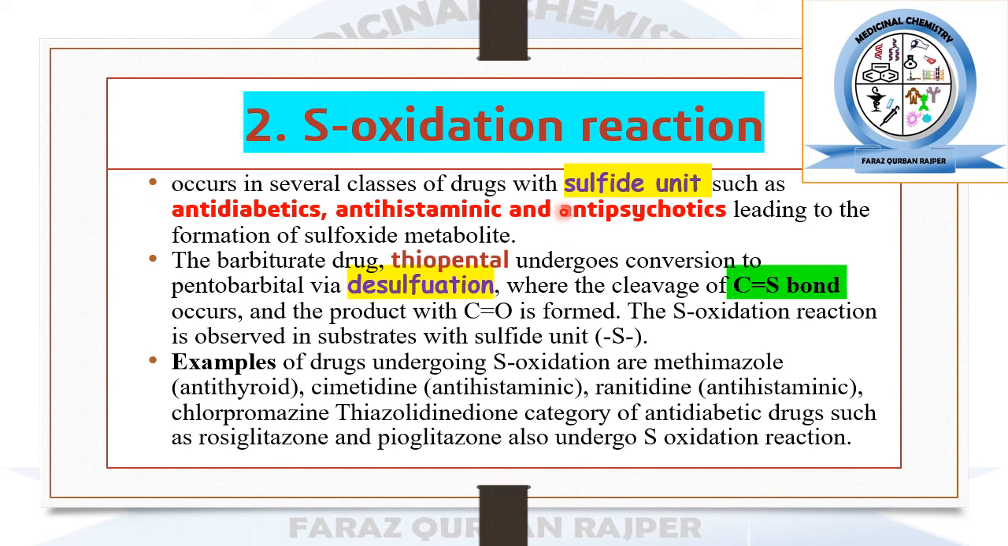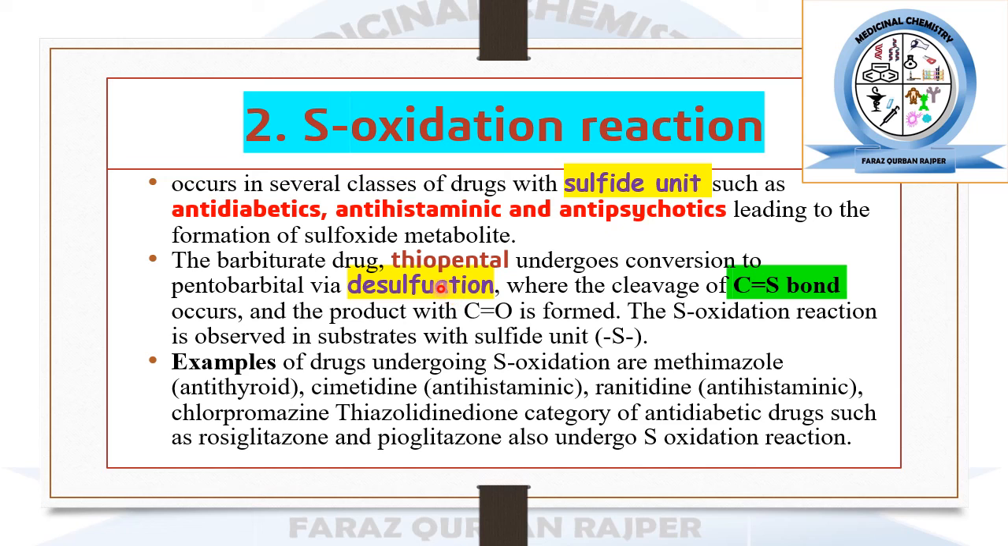S-oxidation is also one of the oxidation reactions occurring at the carbon-sulfur heteroatom site in the chemical structure, or what we call the sulfide unit. Different drugs, like anti-diabetic drugs, antihistamines and antipsychotic drugs, undergo S-oxidation as a phase 1 reaction to get converted into sulfoxide metabolites. The barbiturate drug thiopental is converted into pentobarbital via desulfuration.